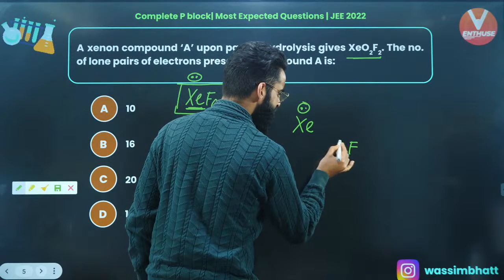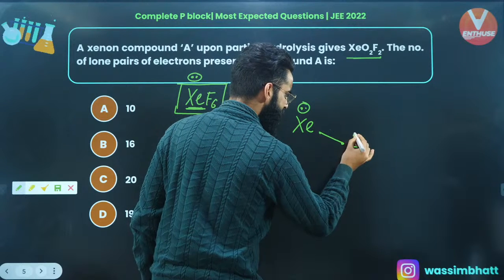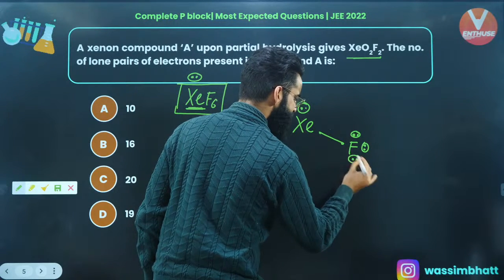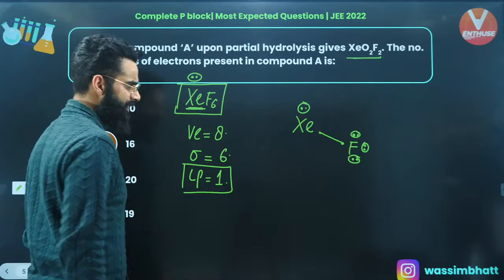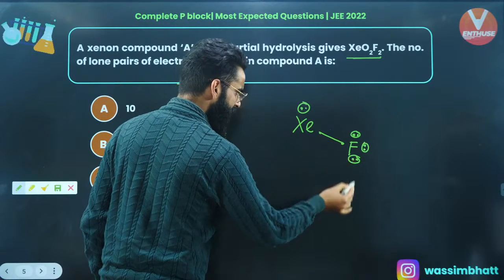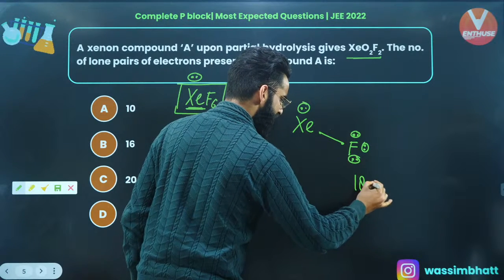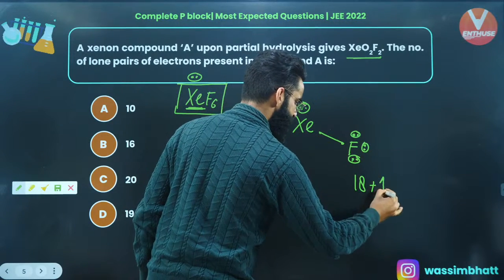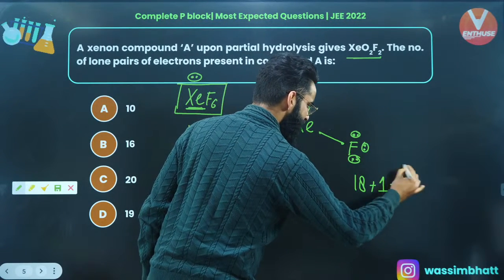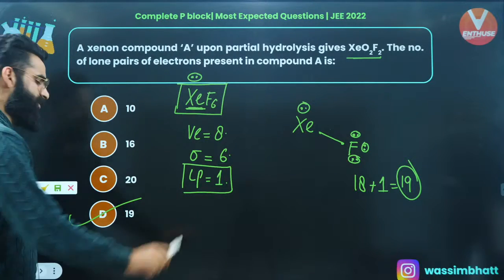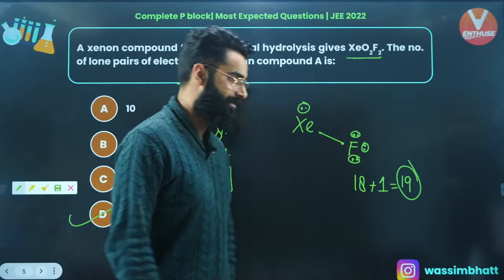One of its valence electrons it's using to form one sigma bond. So there will be 6 electrons left on fluorine in the form of 3 lone pairs. So basically on one fluorine atom there are 3 lone pairs. So on 6 fluorine atoms there will be 18 lone pairs, and apart from that there is 1 lone pair on xenon. So in total there will be 19 lone pairs of electrons, right? So the correct answer of this question is going to be option D, right people?